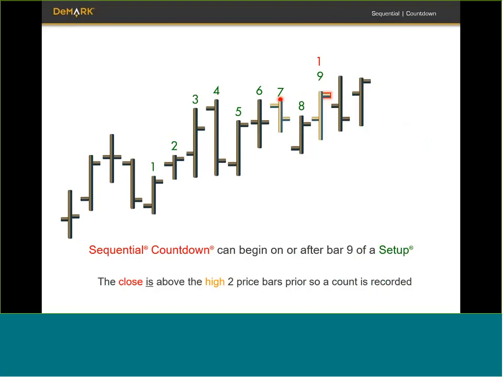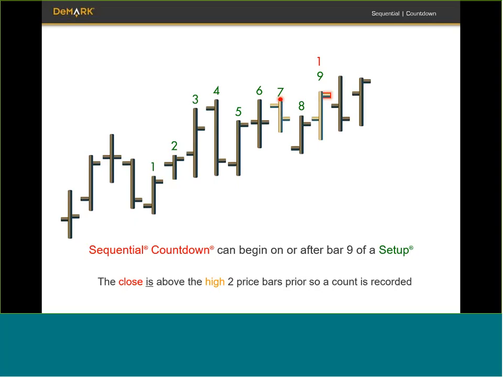So once the setup is complete, then we're eligible to move into the countdown. So if the setup is the trend identification phase of the indicator, the countdown for both sequential and combo is the trend exhaustion phase. It's the depletion of that trend. So with sequential, the countdown begins on or after bar 9 of the setup.